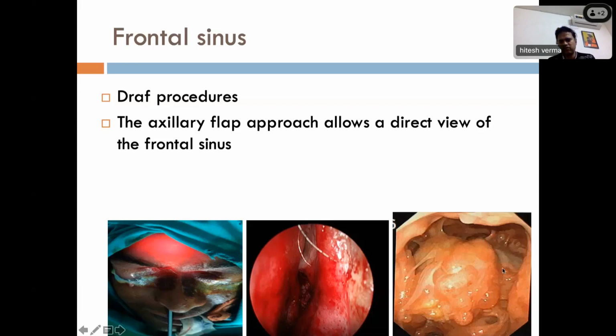And this is a photograph of type 3, where the interfrontal septum is removed, and the frontal sinus ostium is widened from one side of the lamina papyracea to the other side of the lamina papyracea. This one is the crista galli, and this entire thing is the frontal sinus. So this is also known as the Lothrop procedure. If the person is doing it by open approach, then it is known as Lothrop, and if someone is doing it endoscopically, then it is known as modified Lothrop.